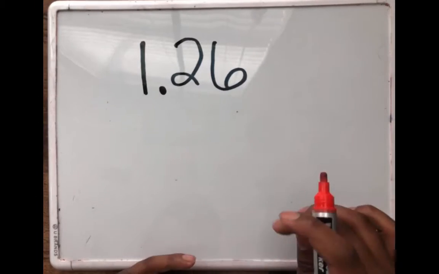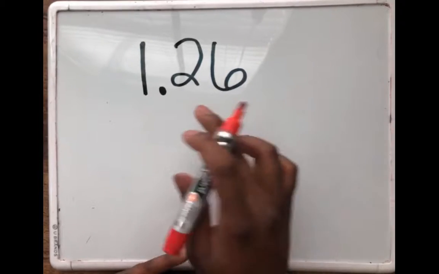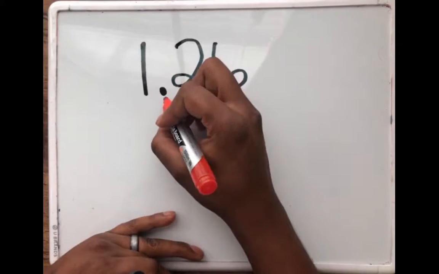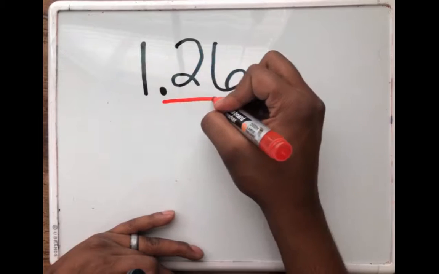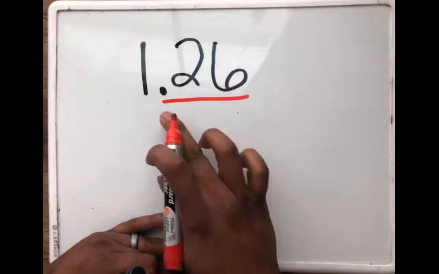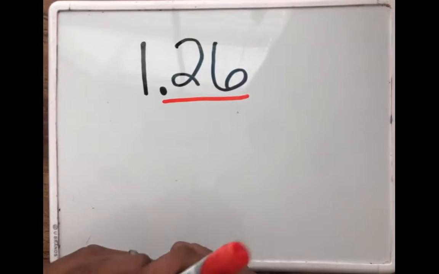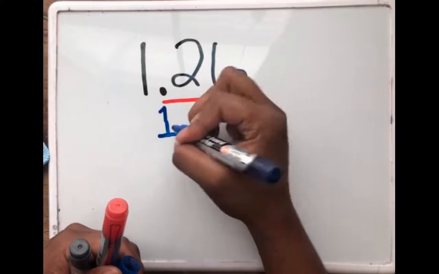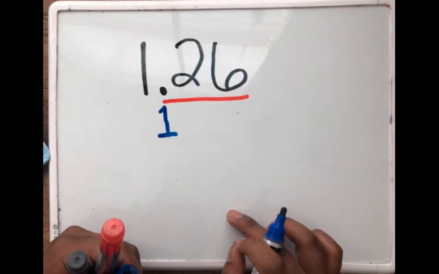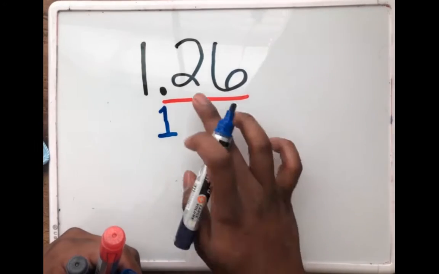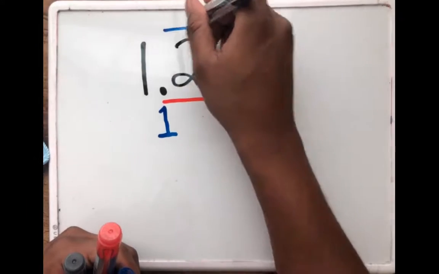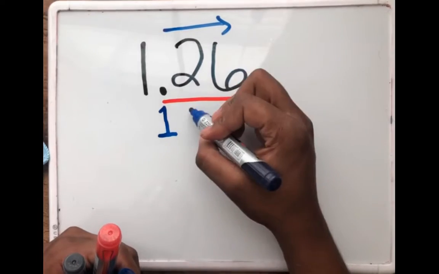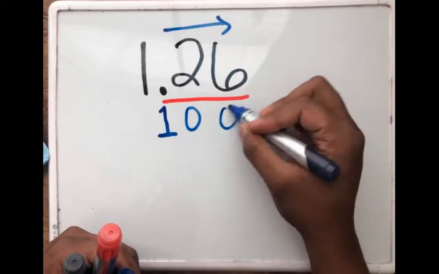So in order to turn this into a fraction, we need to understand that there is a way we can do that. Now, for this decimal here, for me to turn it into a fraction, I'm going to go ahead and put our fraction line. And right underneath our decimal point, I'm going to put a 1. Notice how it goes right underneath my decimal point. Then I'm going to put a 0 underneath my two numbers to the right of my decimal. So underneath the 2, I'm going to put a 0. Underneath the 6, I'm going to put a 0.